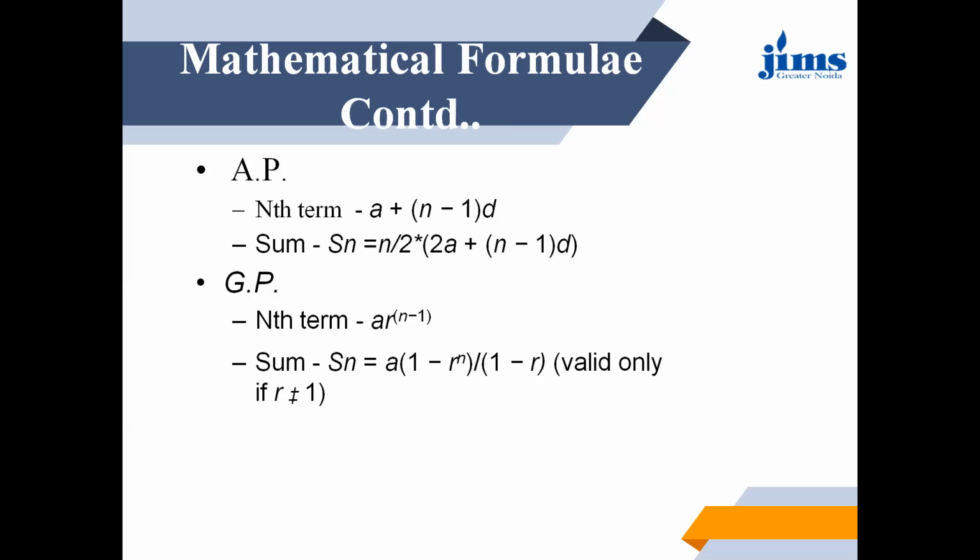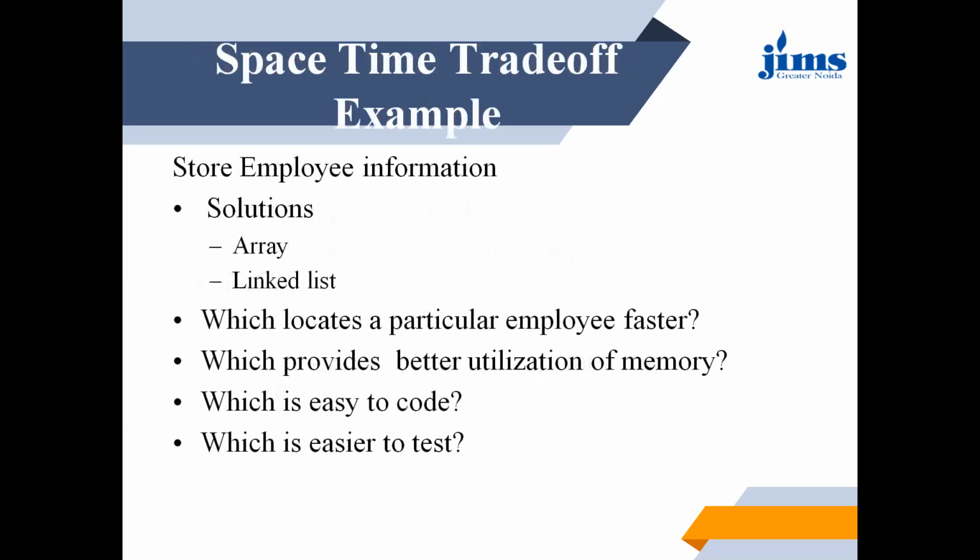Next is geometric progression, or GP as we use the term. In that case, the nth term will be a r to the power n minus 1. And the sum will be Sn equals a into 1 minus r to the power n upon 1 minus r, and it is valid when r is not equal to 1. That means the summation of a GP series will be a into 1 minus r to the power n upon 1 minus r. Right? So these are the few formulas which we studied.